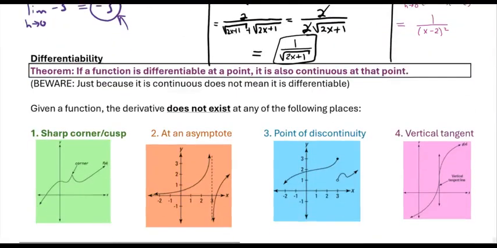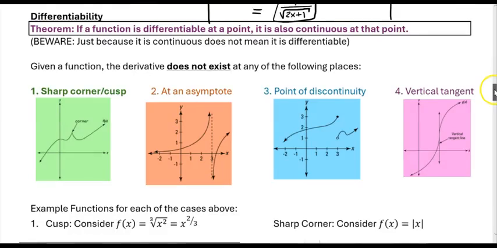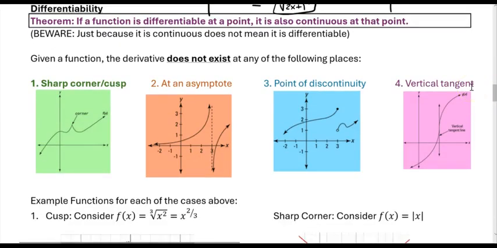Okay, let's take a look at a new topic we're going to call differentiability, which is pretty much what it sounds like: the ability to differentiate something. So there's a theorem here, and it says if a function is differentiable at a point, it is also continuous at that point. The idea is if you want to find the slope of a tangent line at a particular point, you really need to have a point there, and it needs to have some continuity, meaning it has to be going somewhere. So notice I have a beware statement over here. Just because it is continuous does not mean it is differentiable. In other words, that theorem doesn't go the other direction.